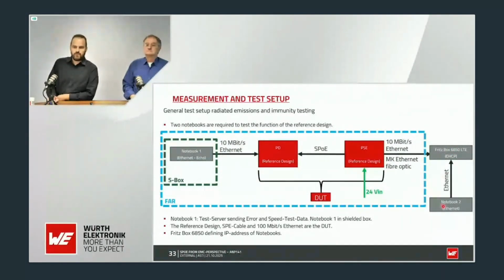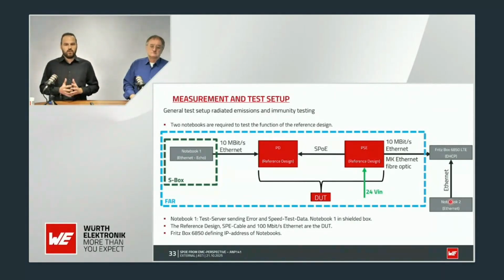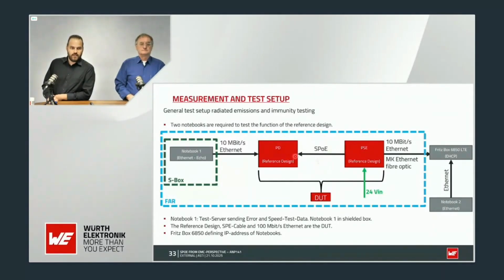And there we are using our second notebook as a client notebook. Notebook 1 will send speed and error packages, and we can measure them with notebook 2. So we know during immunity testing if we have problems with the payload or if we get any errors. We will focus now on PSE, PD, and the SPoE line. We will use the Ethernet cables as shielded Cat5e cables, UDP, and 24 volts input at the PSE.